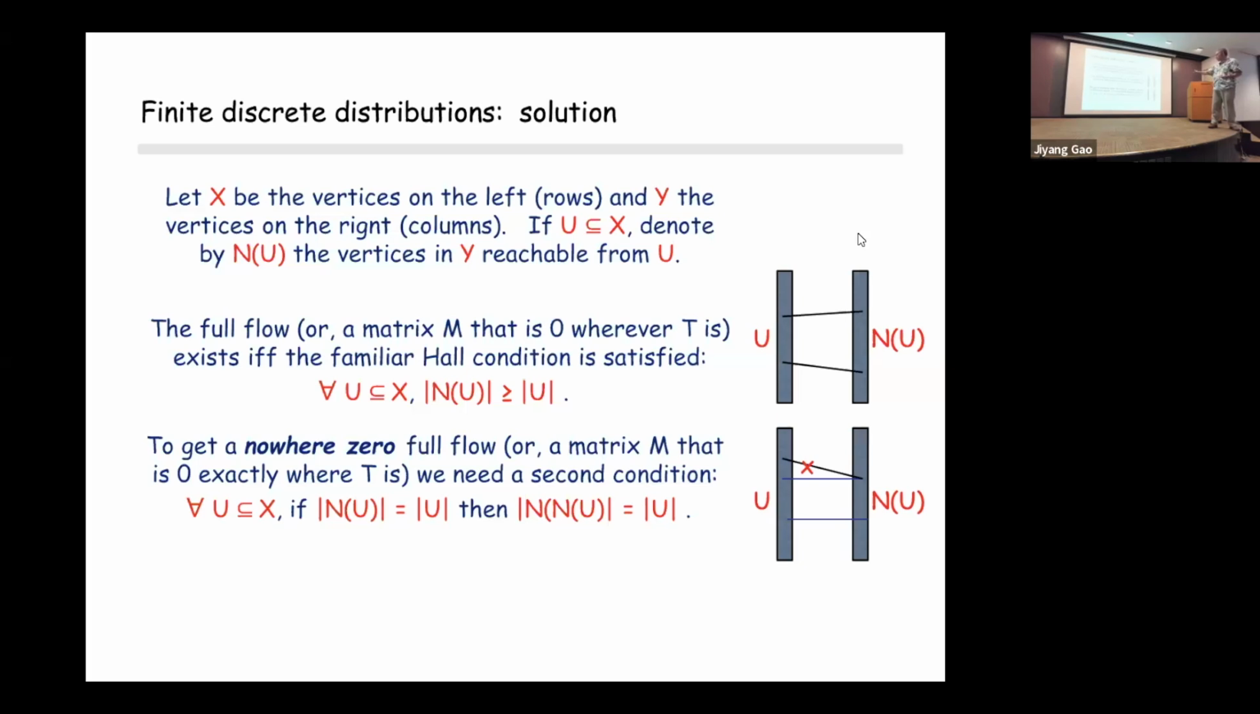So this condition, which is missing a parameter, says that the size of the neighborhood of U is the same as the size of U, in other words, U itself, is necessary, and it turns out it's sufficient. The way I've stated these conditions, they don't look symmetrical, but it's easy to verify that they are symmetrical.